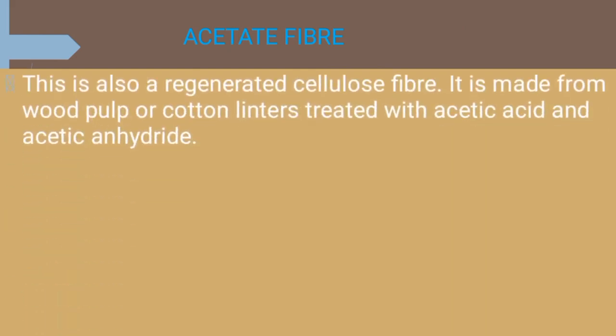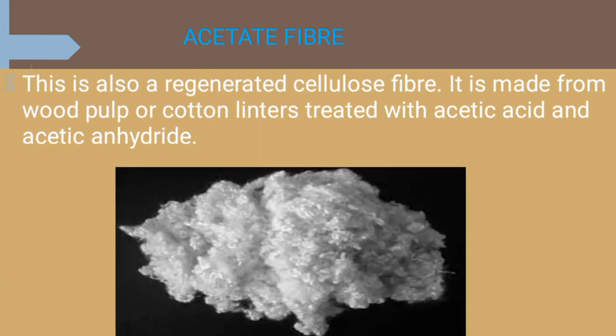This is also a regenerated cellulose fiber. It is made from wood pulp or cotton materials, treated with acetic acid and acetic anhydride. The first one, which is rayon, we said is made from wood pulp and cotton materials, but treated with certain chemicals. For acetate, it is treated with acetic acid and acetic anhydride. That's why the name is acetate fiber, because it's acetic acid that they add to the fiber gotten from the wood pulp and the cotton material to produce these acetate fibers.